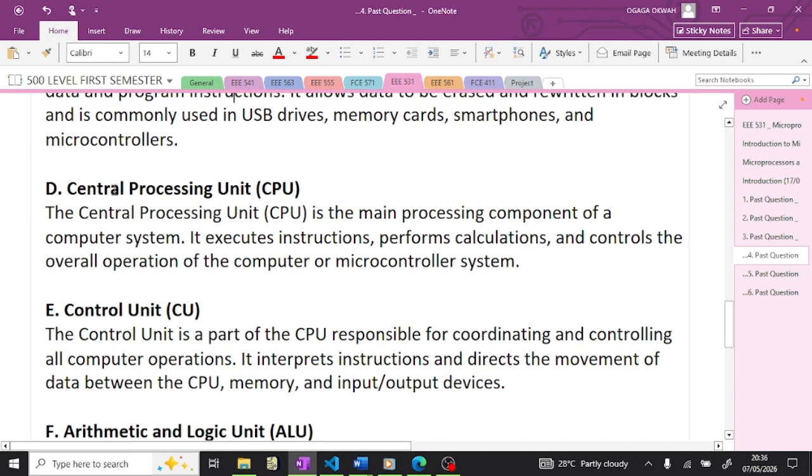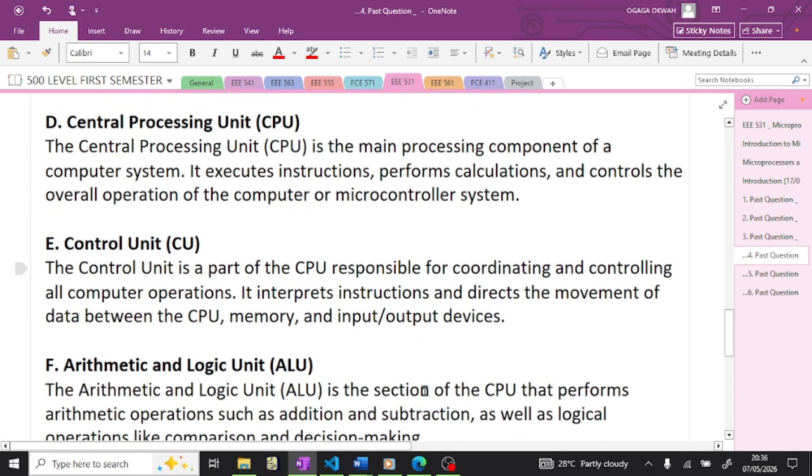Okay, so all the processing goes inside the CPU. That's the central processing, not all, but central processing goes on inside the central processing unit. It's a unit, and the unit contains the control unit. Now the control unit is part of the central processing unit for coordinating and controlling all computer operations. It interprets instructions and directs the movement of data between the CPU, memory, and input and output devices.